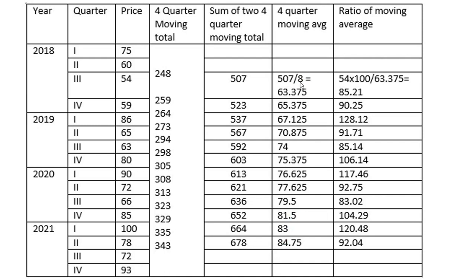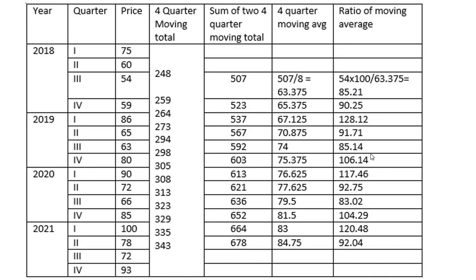After getting the 4 yearly moving average, we take the original time series value, that is 54, divided by the moving average value, that is 63.3575, and the whole thing multiplied by 100, so we get 85.21. Similarly, the next one is 59 divided by 65.375, the whole thing multiplied by 100, that is 90.25. In this way we get these values.